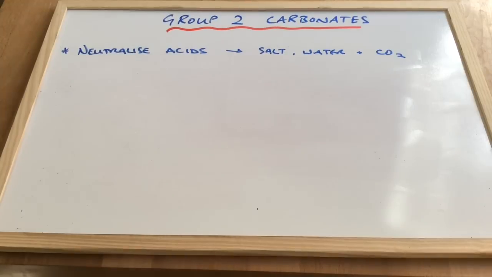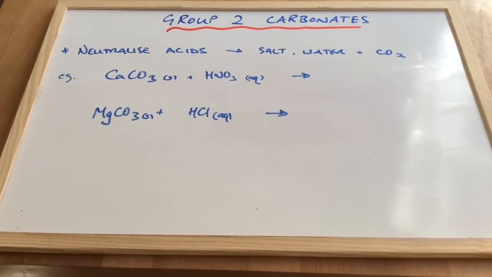We'll look at the group 2 carbonates now. So the first thing is the fact that they neutralise acids, and when they do react with acids they'll make a salt, water and carbon dioxide. So we'll do a couple of examples now.